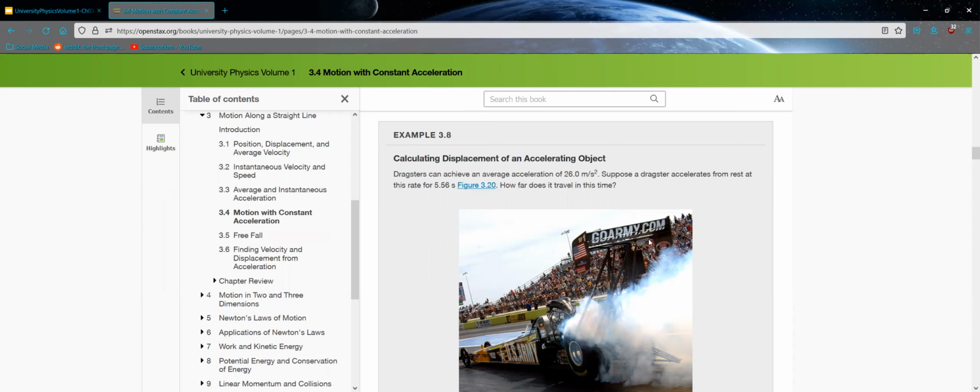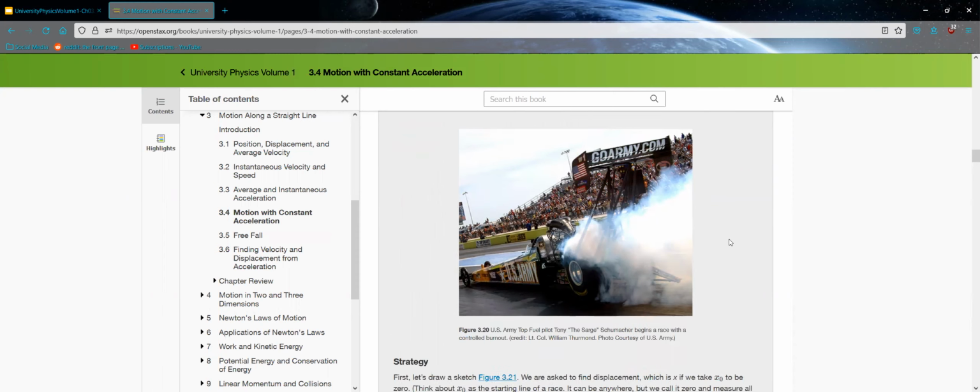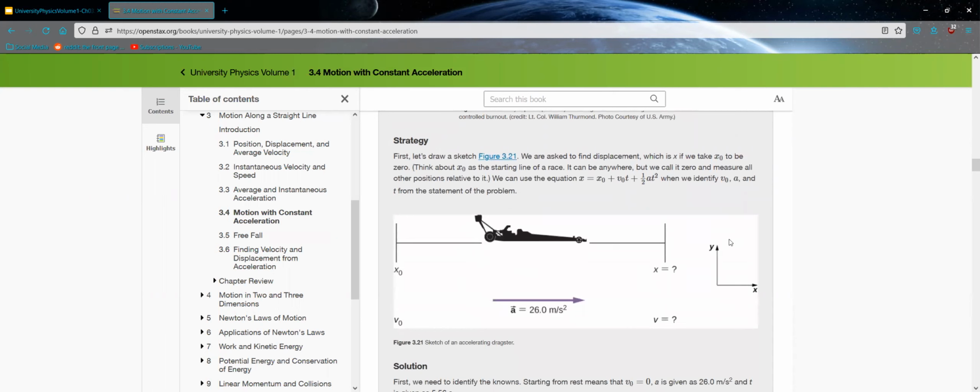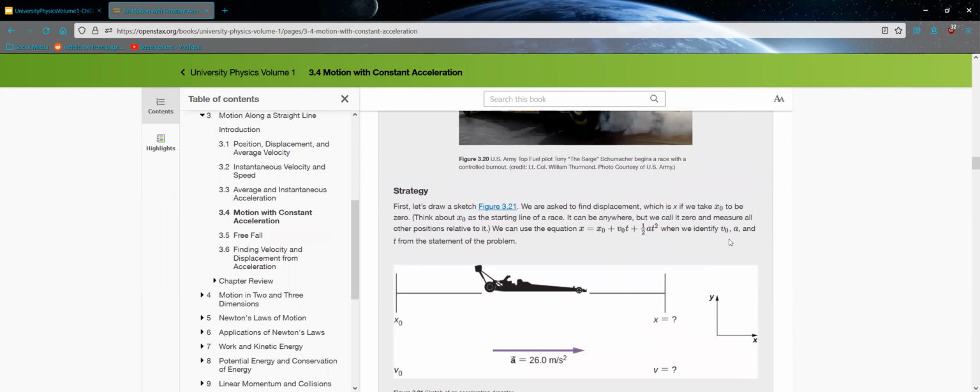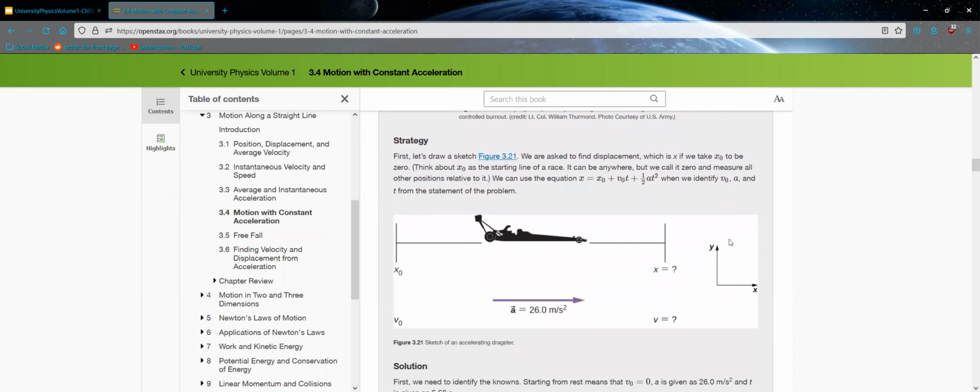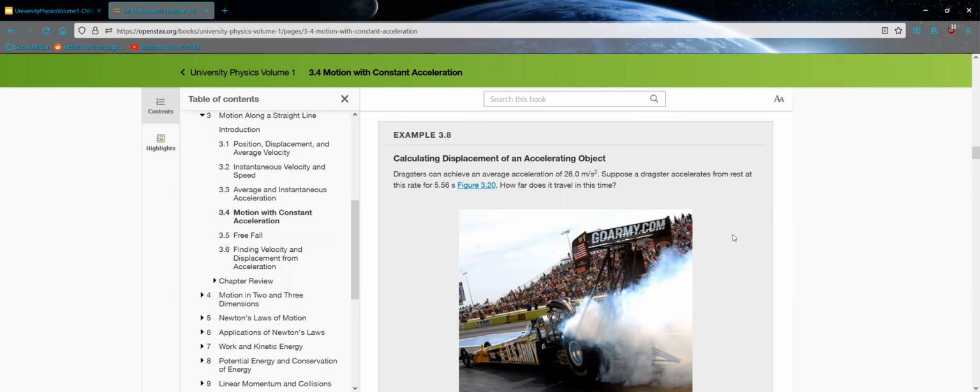How far does it travel? How far does a dragster go in 5.56 seconds, given that set acceleration? So think about this. What do we have? What do we need? What do we want? Well, we're given a lot of knowns, but we're not given the variables associated with them. So you have to extract the useful information out of those three sentences. For example, dragster can achieve an average acceleration of 26 meters per second squared. So we have an average acceleration given to us, an A, right?